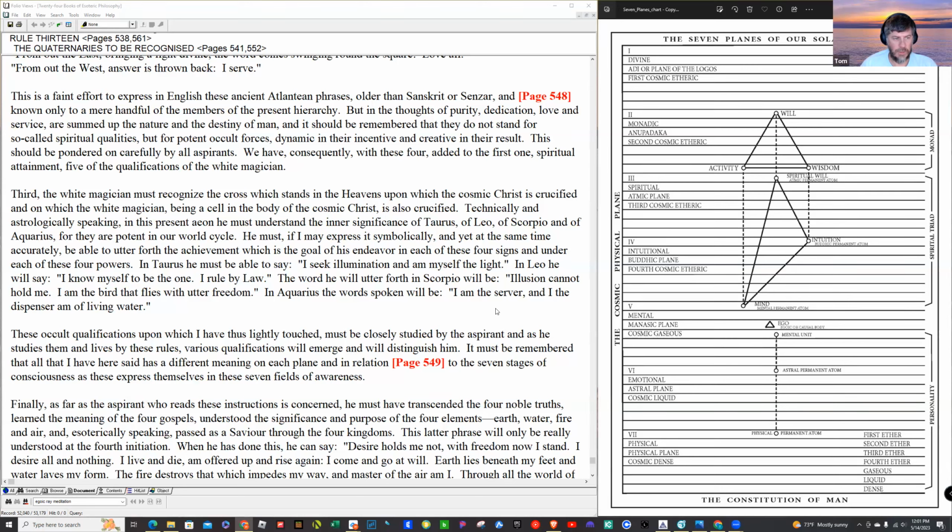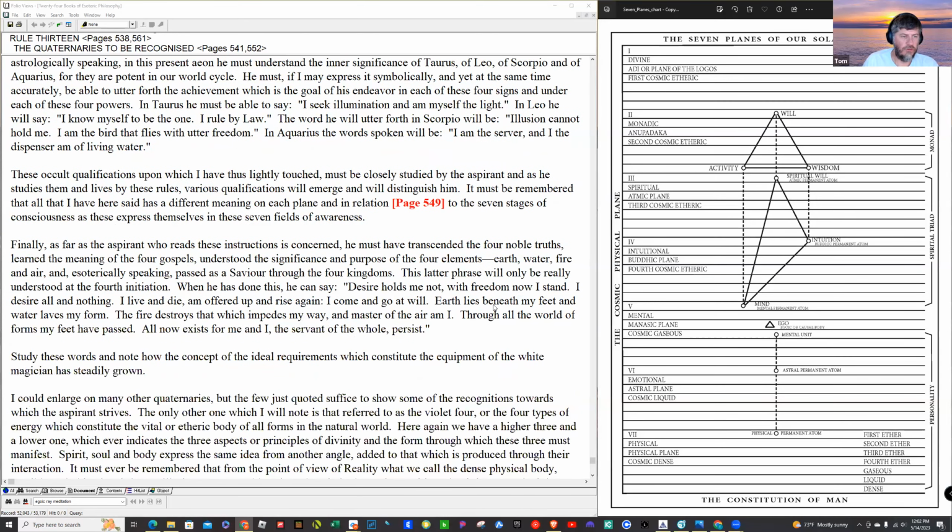In Leo, he will say, I know myself to be the one. I rule by law. The word he will utter forth in Scorpio will be, illusion cannot hold me. I am the bird that flies with utter freedom. And in Aquarius, the word spoken will be, I am the server, and I, the dispenser, am of living water.